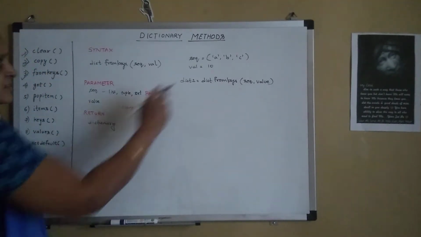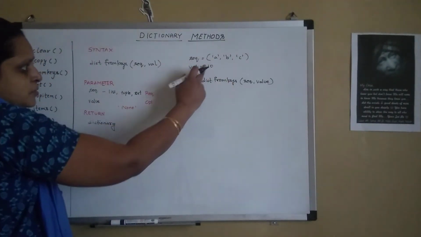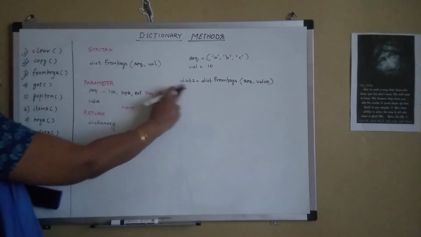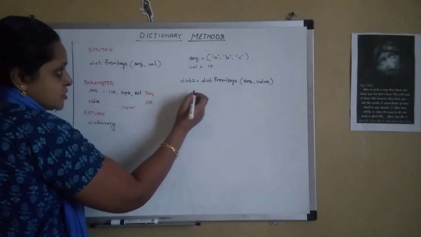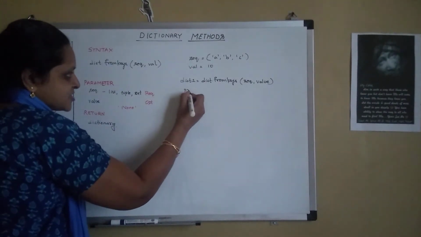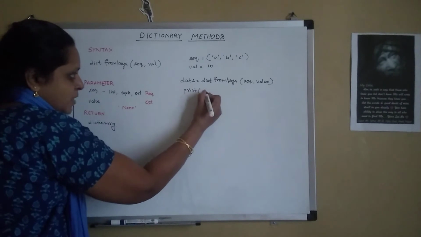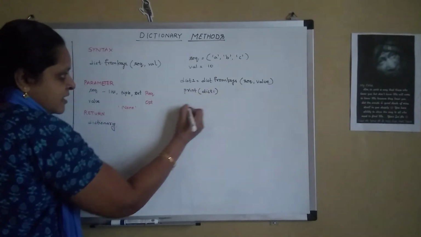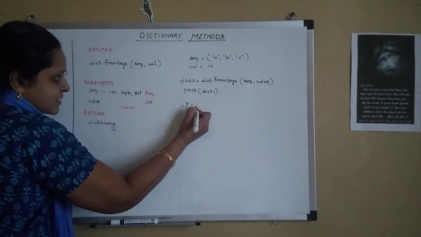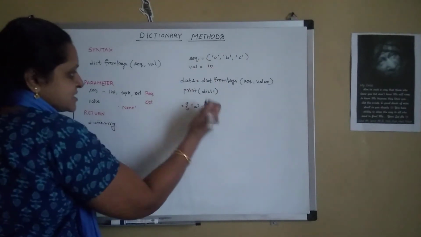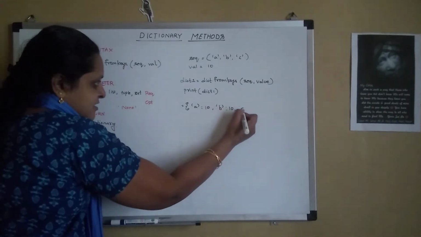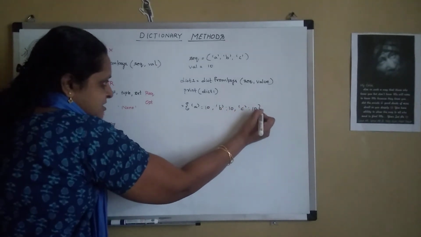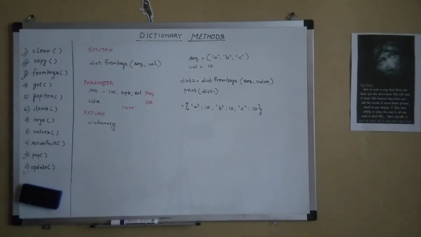So from the keys, that is A, B, C and the value, it will create a dictionary dict1. So it will return a dictionary. When I say print dict1, it will print it out in this format. Key is A, value is 10. Again key is B, value is 10. Key is C, value is 10. So it will create a dictionary in this particular manner.